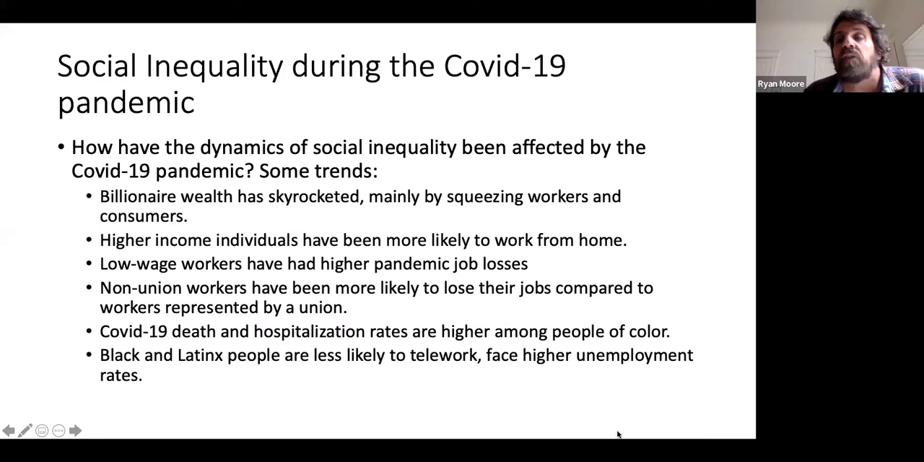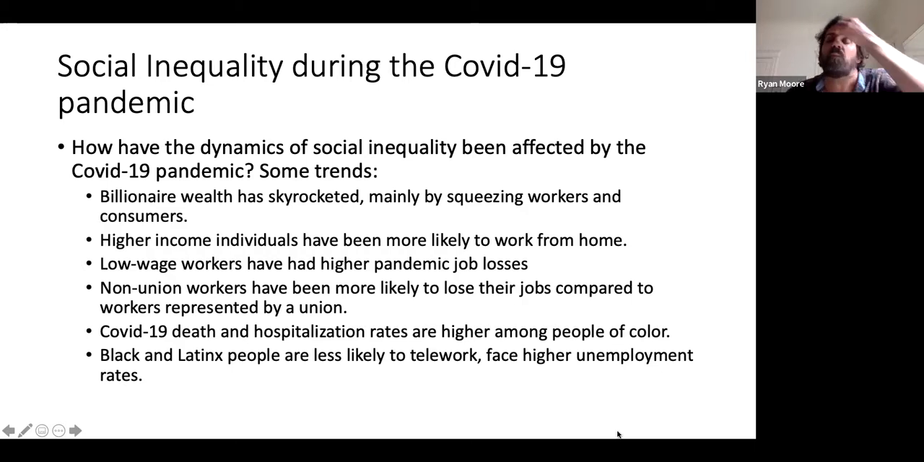Now, how have things gone in COVID? Well, as you may guess, things have also become more extreme. They have certainly not become more equitable. On the one hand, billionaires' wealth has skyrocketed at a rate that we have never seen before.